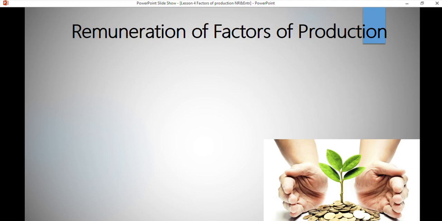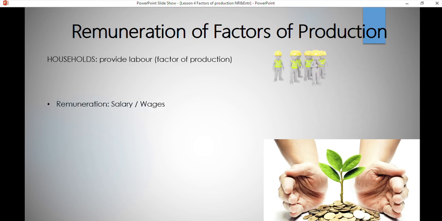Now let's look at the other remuneration of factors of production. So households, when they provide labor, that is the factor of production that they provide. In the last table you saw that. What is the remuneration? What do your parents get for the work that they render to the companies? They are paid salaries or wages. You need to understand the difference. What is a salary? What is a wage? Salaries are a form of monthly income. Wages are a form of weekly or daily income.